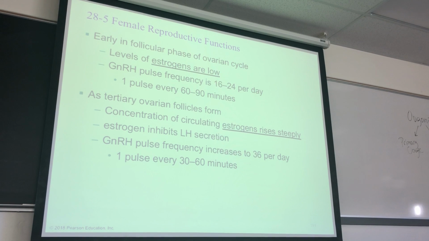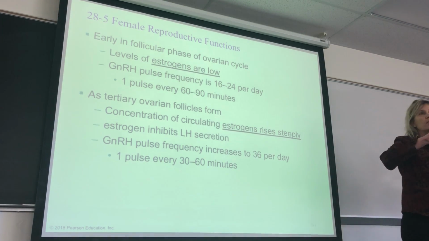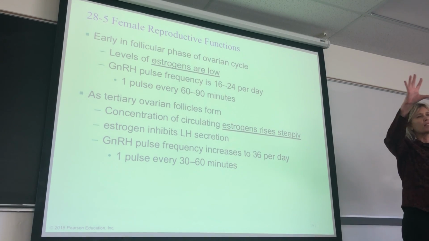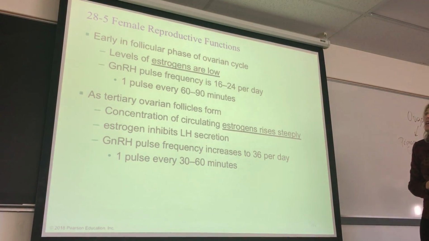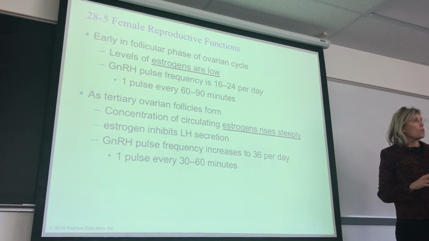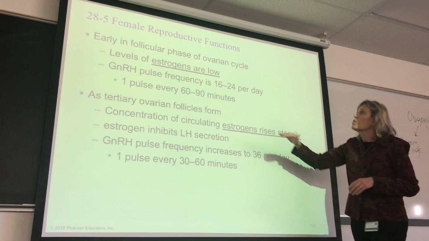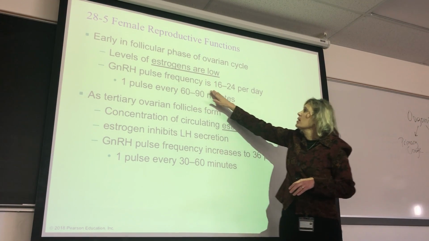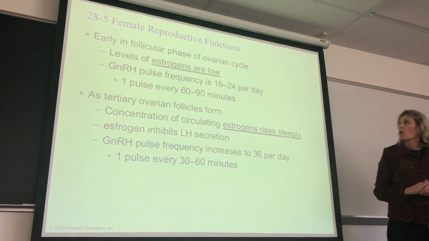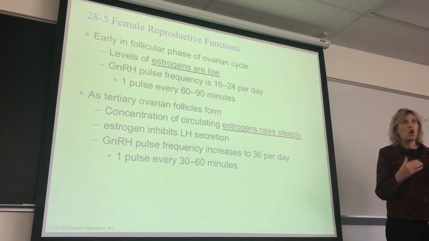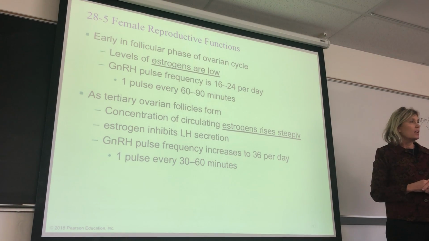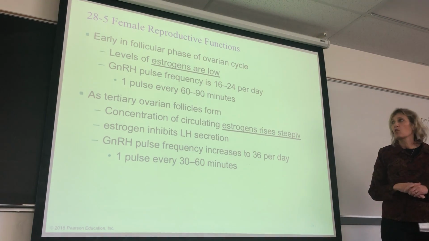So let's look at this. Early in the follicular phase of the ovarian cycle, in the ovaries, the follicles are changing from primordial to primary to secondary to tertiary follicles. Early in that, from primordial to primary to secondary, the estrogen levels are low. They're not going to get high until that tertiary follicle is produced. So when it's low, that means the gonadotropic releasing hormone frequency is going to be low, 16 to 24 per day. Estrogens are low, gonadotropic releasing hormone is low.